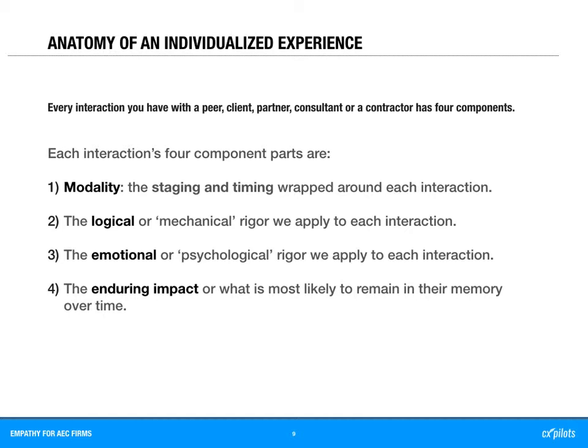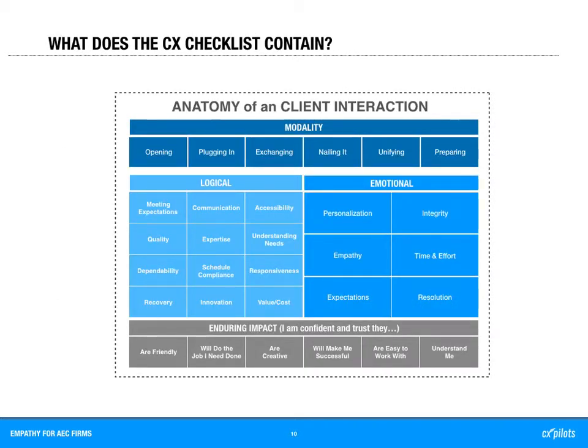Think about any one specific interaction, an email, a conversation. Let's use a conversation in a meeting, for example, as an interaction. That's going to have four components. Those four components are the modality, which is the staging and timing wrapped around every single interaction, the logical side, the emotional side, and what remains in the memory of your client over time, the enduring impact of the interaction. So here's what that looks like.